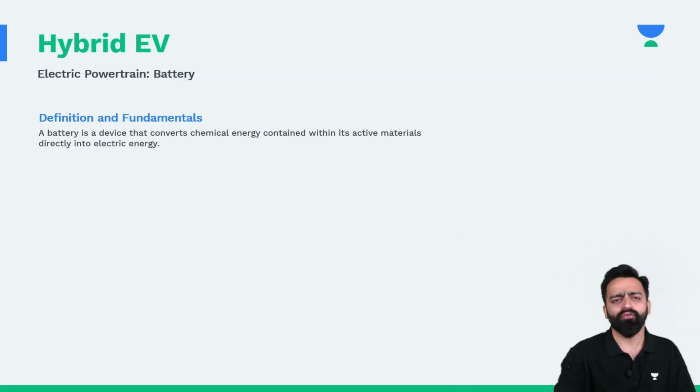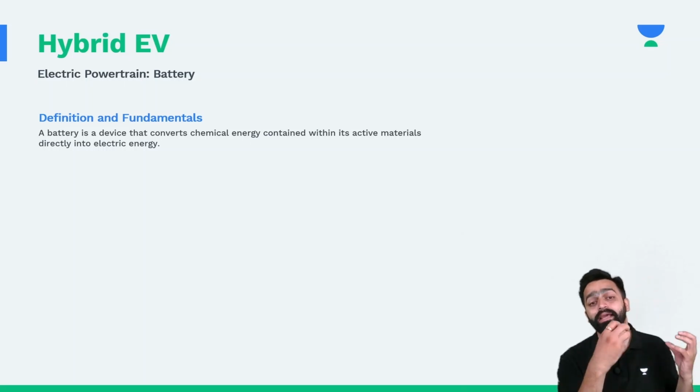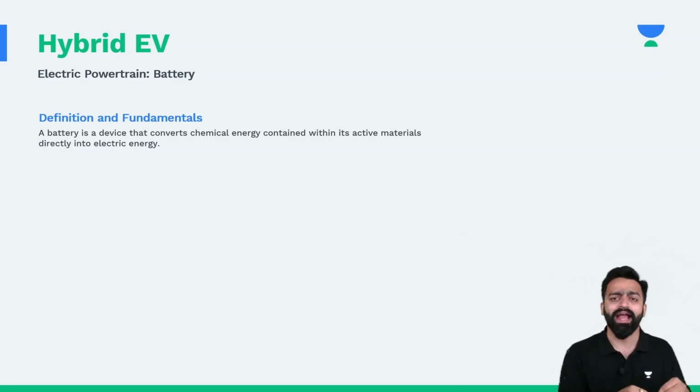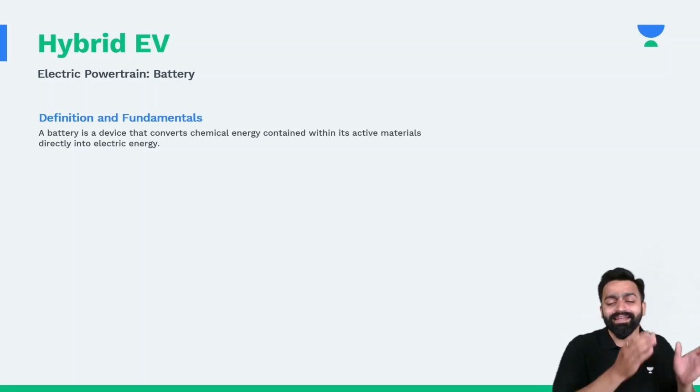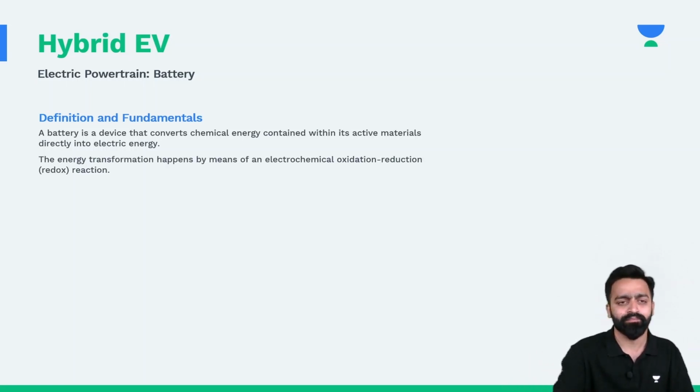So battery is what? It is a device that converts the chemical energy contained within its active materials into electrical energy. So it is chemical into electrical conversion. So when you charge the battery, you are converting electrical energy into chemical energy that is getting stored inside the battery. And when you are discharging the battery, the chemical energy is getting converted into electrical energy and you are using it. So the energy transportation happens by means of electrochemical reaction, which is called as redox reaction.